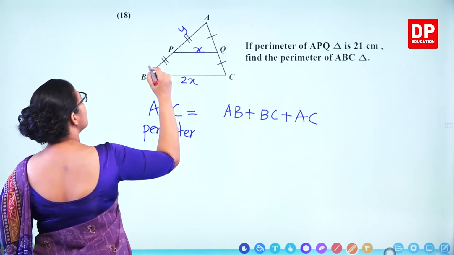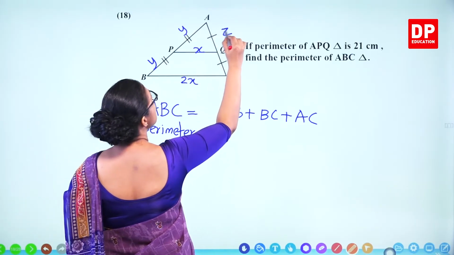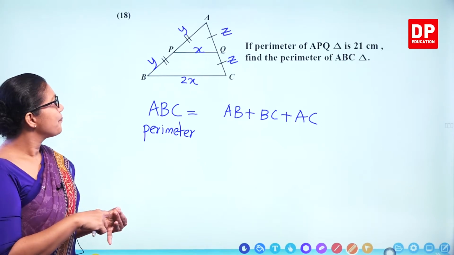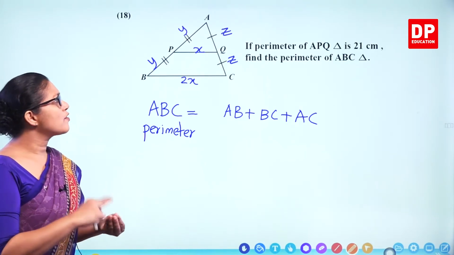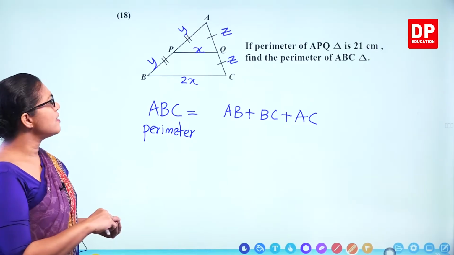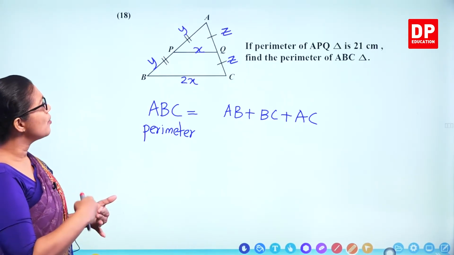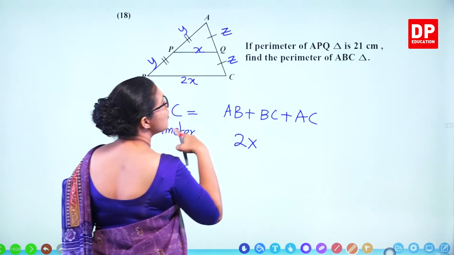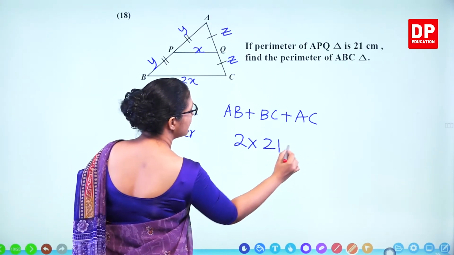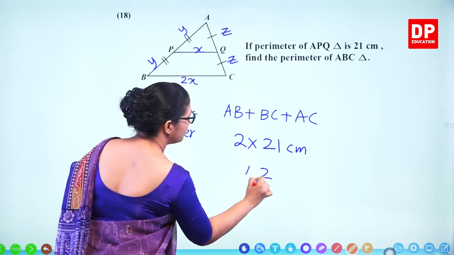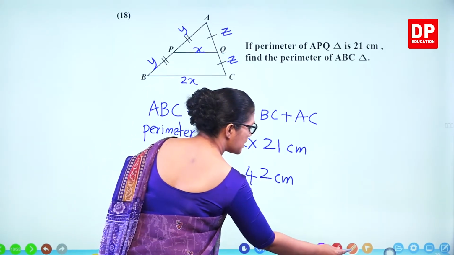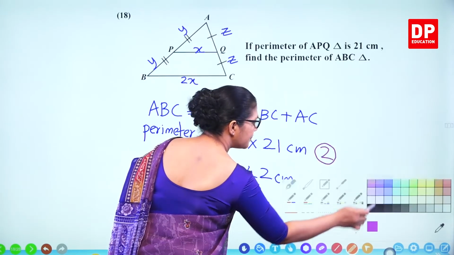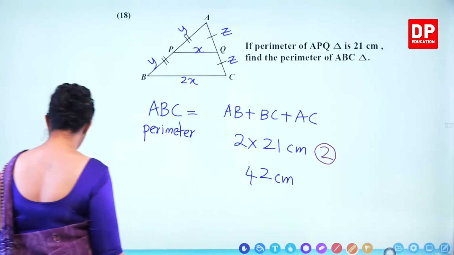This is y, this is y. This is z, this is z. So APQ is xyz, ABC is 2x, 2y, 2z. That means you can take 2 outside, 2 times the perimeter of APQ. That's 21. So 42 centimeters. 2 marks for that. These are all short questions.